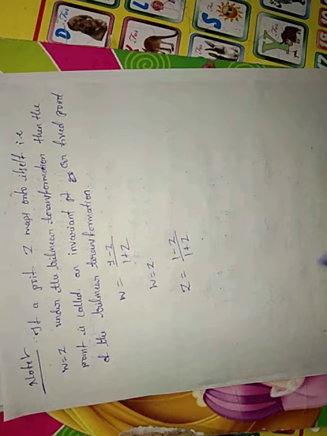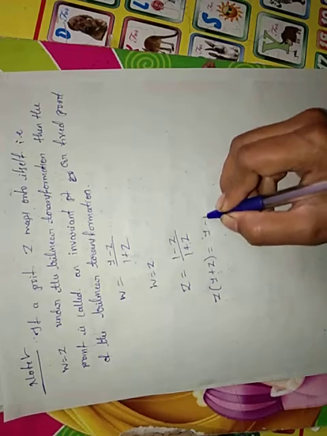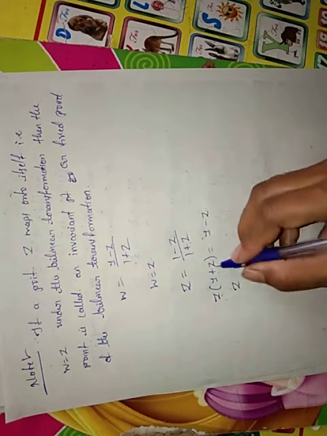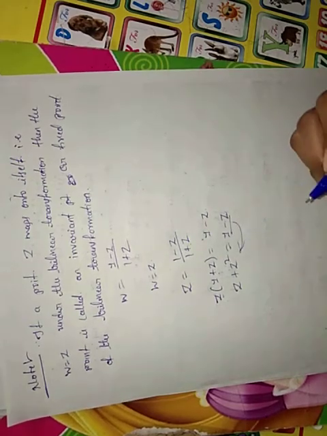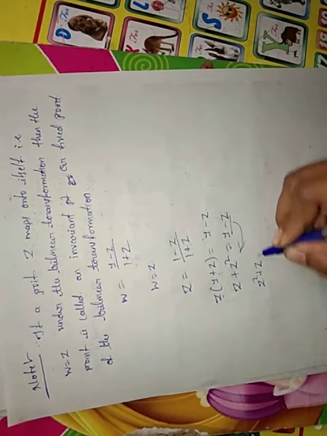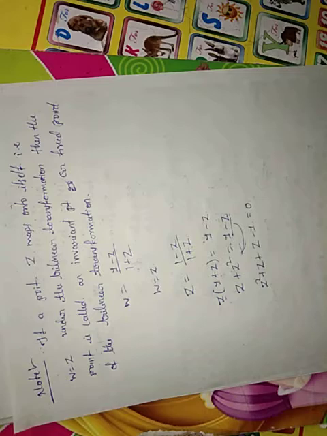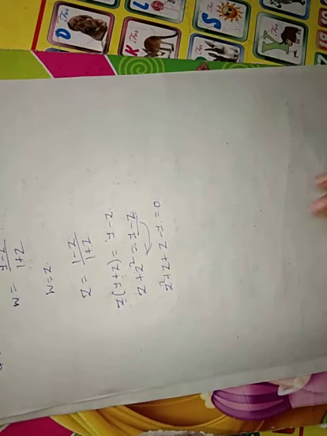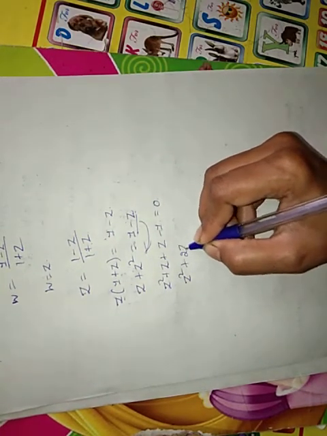Now I am doing the simplification. Take this term onto the LHS side. Z into 1 plus Z is equal to 1 minus Z. Open the brackets here. Z into 1 is Z, Z into Z is Z square, is equal to 1 minus Z. Take these two terms on the LHS side. Z square plus Z plus Z is 2Z, minus 1 is equal to 0. So Z square plus 2Z minus 1 is equal to 0.